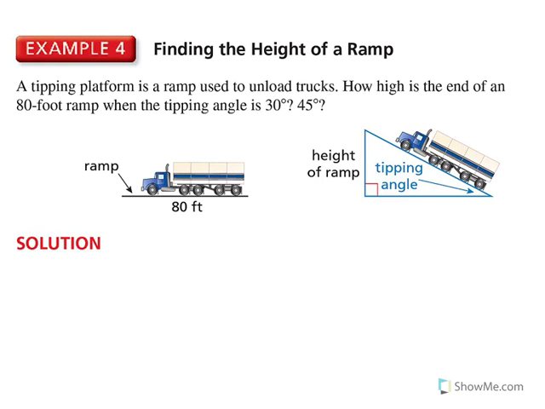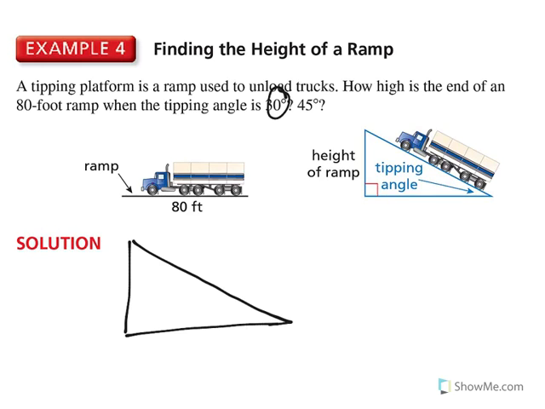So then in this next one, we have a scenario where it has a platform that's used to unload the trucks. And it says, how high is the end of the 80-foot ramp when the tipping angle is 30 or when the tipping angle is 45? So we're going to solve this twice. So let's start off with the first one it gave us, the 30.